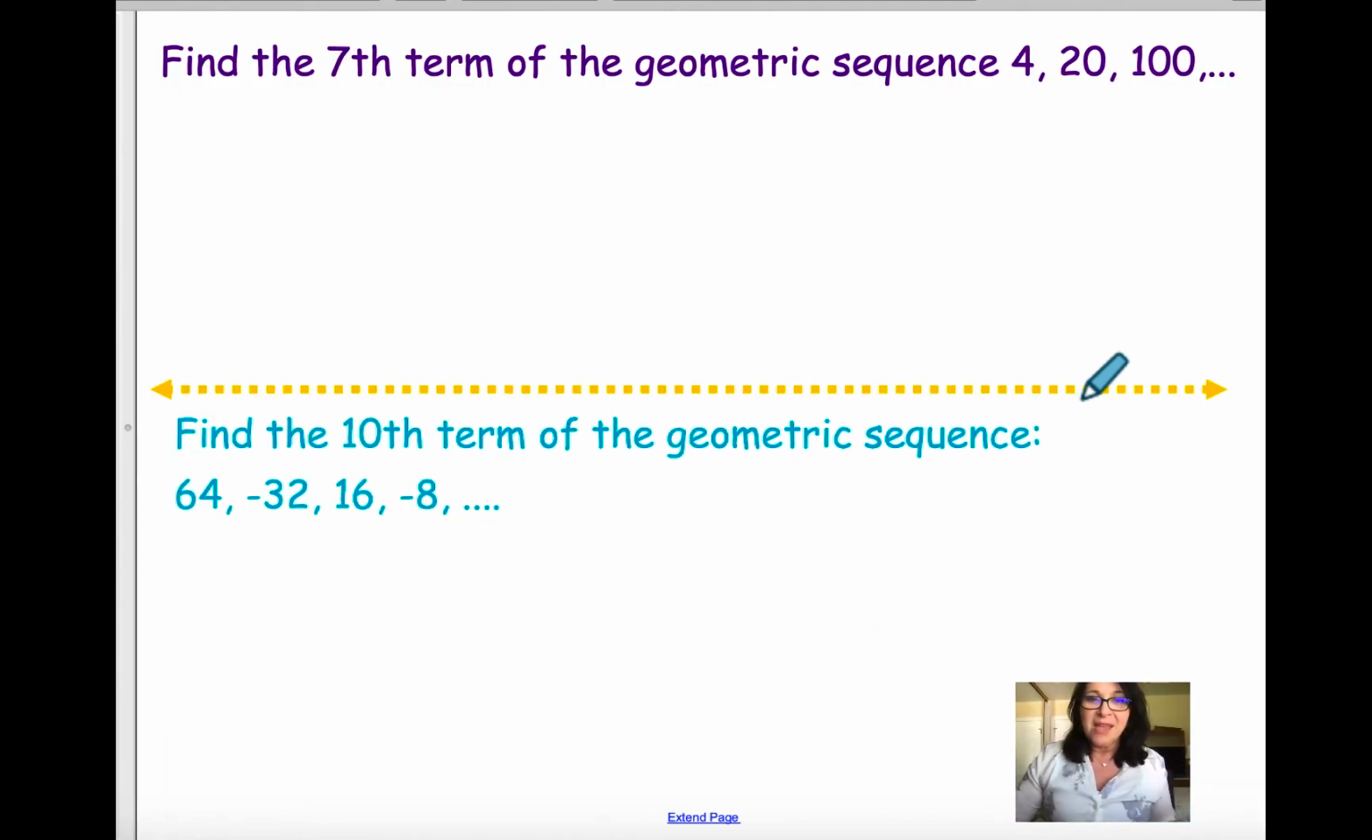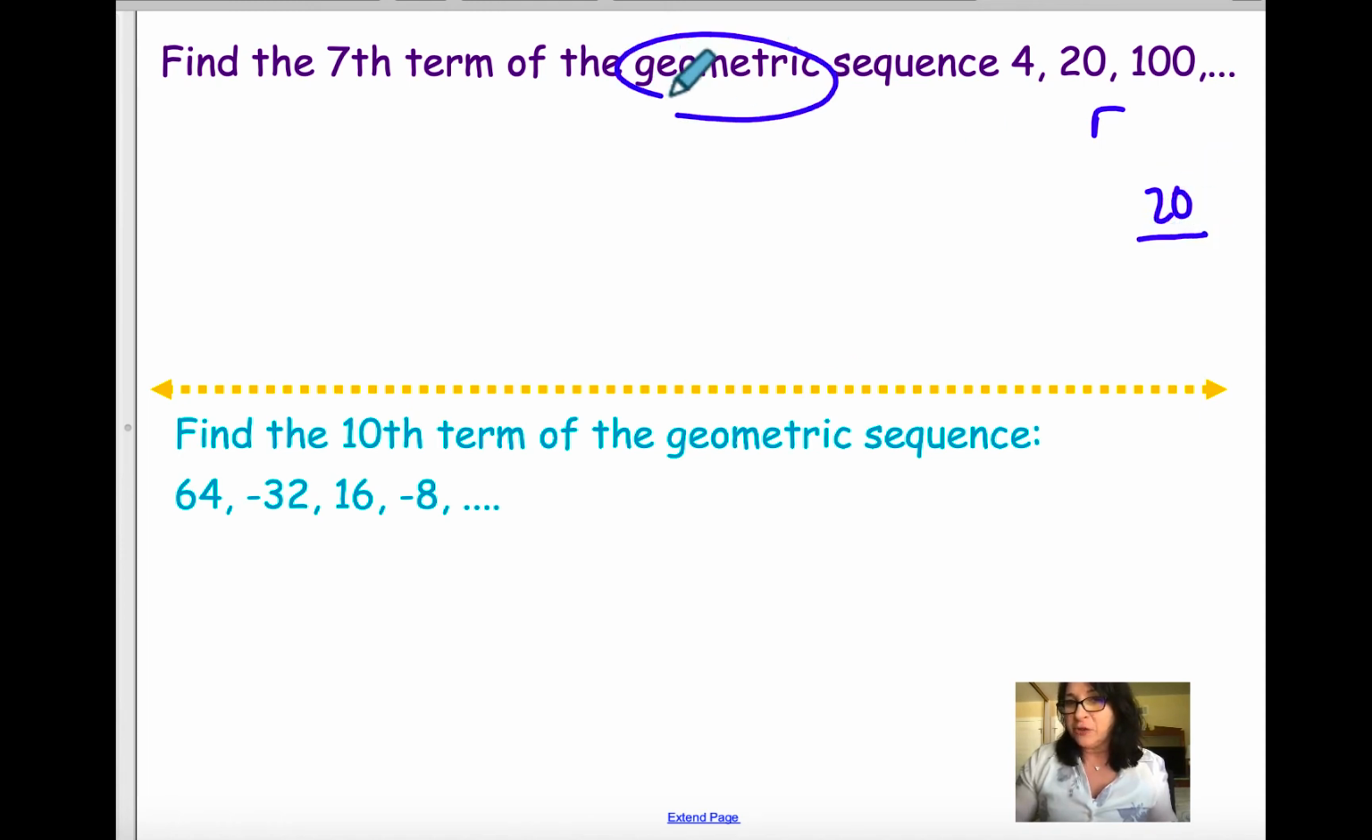You can do it. Find the 7th term of this geometric sequence. So again, I want to find the common ratio. It's telling me it's geometric, so that means I need to divide the second term by the first term. So 20 divided by 4 is equal to 5. And so that's my common ratio. And to check it, I would go 100 divided by 20 and get also 5.